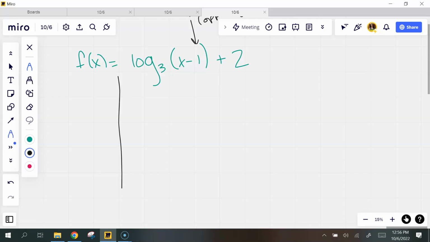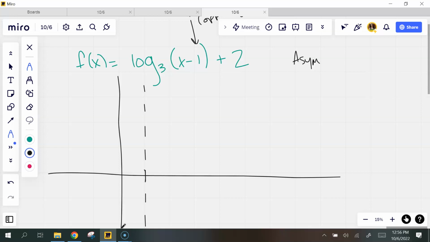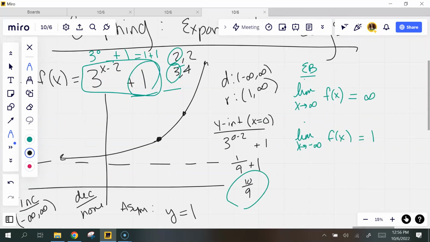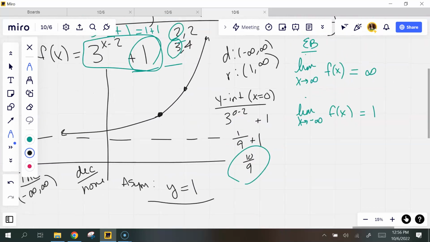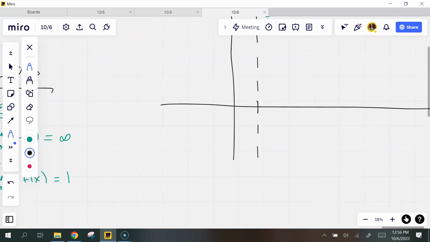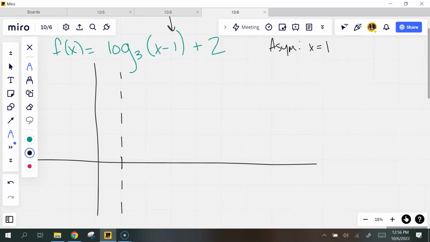The positive 1. Where was the asymptote on the exponential? This is why it's important. I said don't just write equals 1. This time it's x equals 1. On the exponential, it was y equals 1. We need to be clear in where our asymptote is happening. Now here's the part where you're probably going to get a little confused.